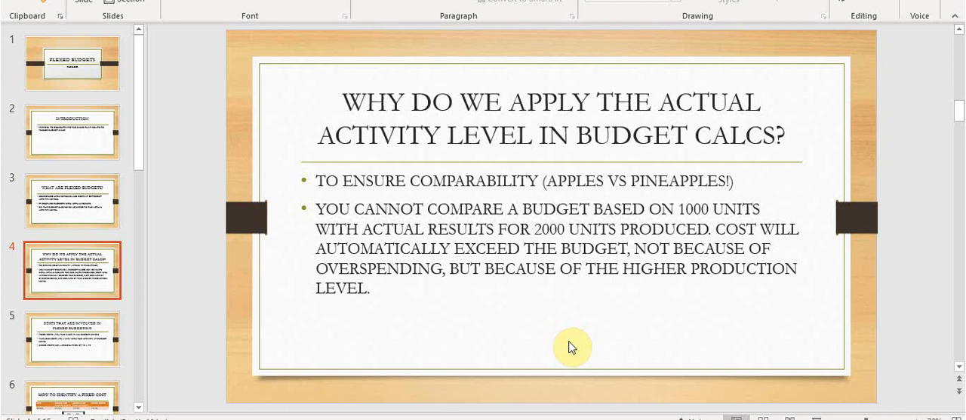You can see that there is a fluctuation there in the activity level. We planned for 1,000 units, but then we were actually able to do 2,000 units. So the cost will automatically exceed this budget, not because we've necessarily been overspending, but because we have a higher output level. So we need to make sure that the budget and the actual amounts are calculated for the same output so that variances are not caused by volume.